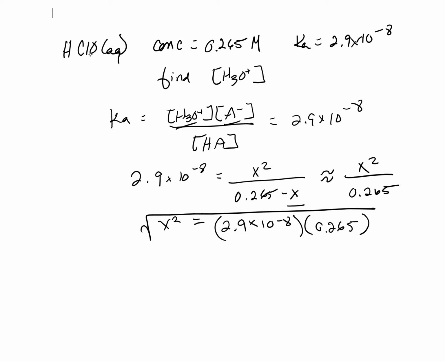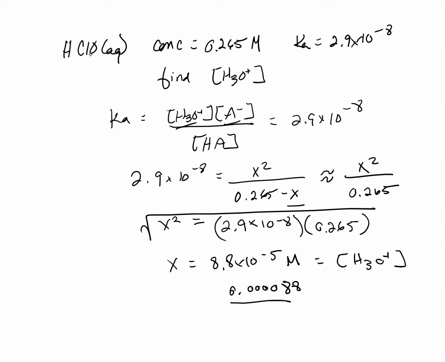And then just take the square root of both sides, and x is going to be 8.8 times 10 to the minus 5 moles per liter. And if x is that, that means that the concentration of hydronium is also that. Now, if you're concerned about this, note that 8.8 times 10 to the negative 5 looks like 0.000088. And if you were to subtract this term from 0.265, it will not alter those three significant figures, and therefore cannot alter our answer.